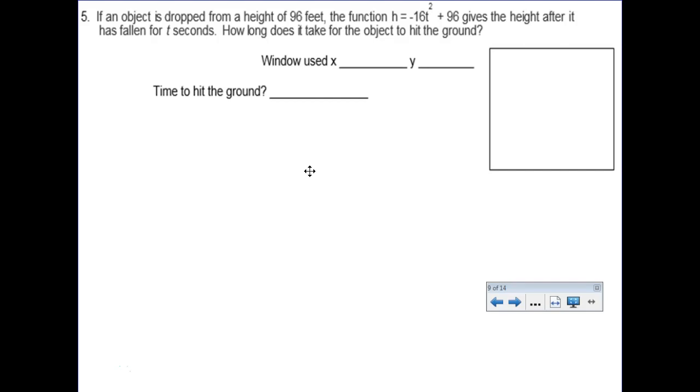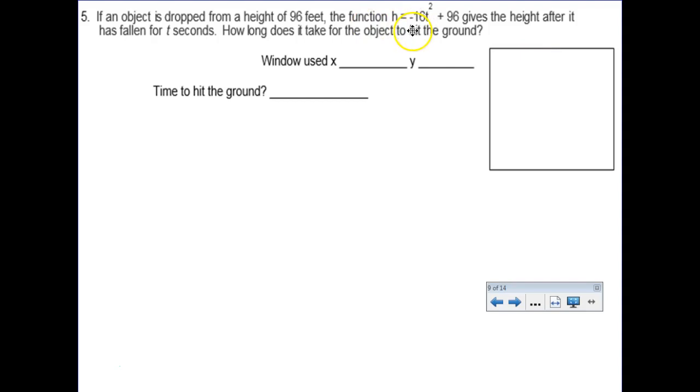We have an object being dropped from a height of 96 feet. And it gave you the function. Now notice, that was the same function we were working with yesterday, but because the object's being dropped and not thrown or kicked or launched, there's no middle term with the velocity, because when you drop something, it has 0 initial velocity. But it does say plus 96 at the end. So what that tells me is it starts at a height of 96, which we already knew.